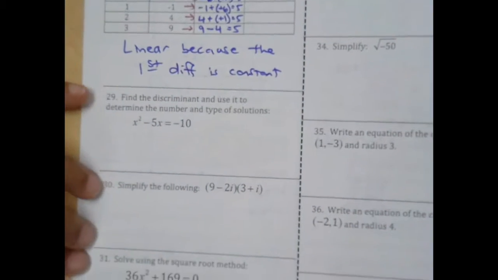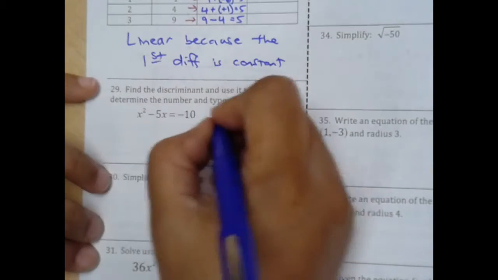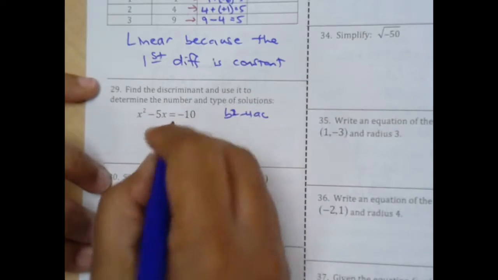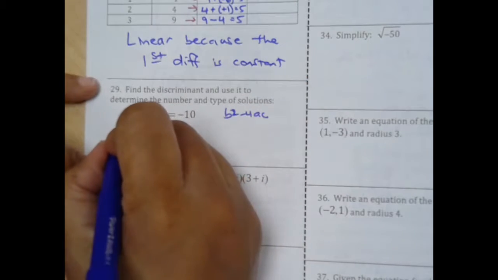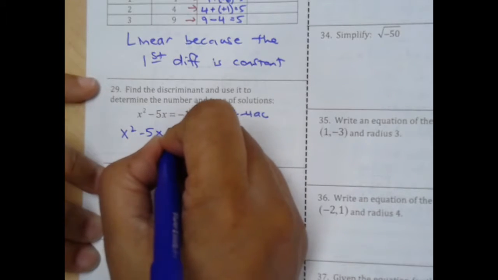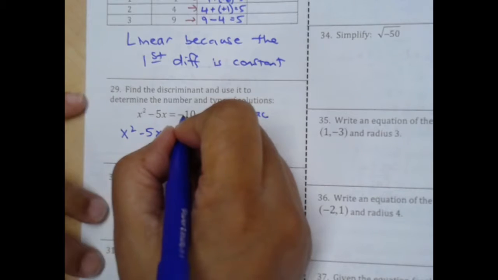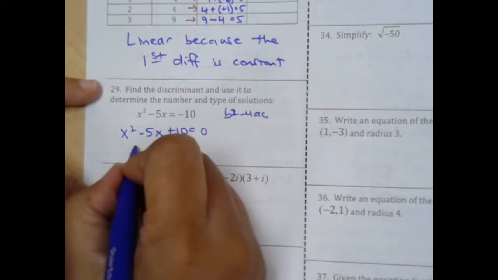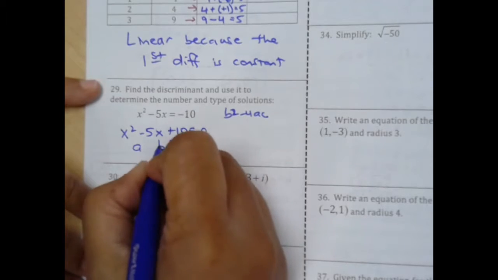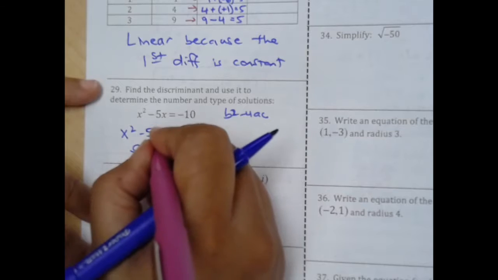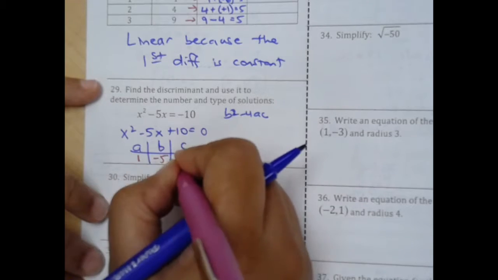All right, the next one asks you for the discriminant. The formula for discriminant is b squared minus 4ac. So we needed this to equal 0 before we start. So I'm going to go ahead and move the negative 10 over, which makes it a positive 10. And once it equals 0, then I can go ahead and do my A, B, C chart. And x squared, the number in front of that is 1. X, the number in front of that is negative 5, and the constant is 10.